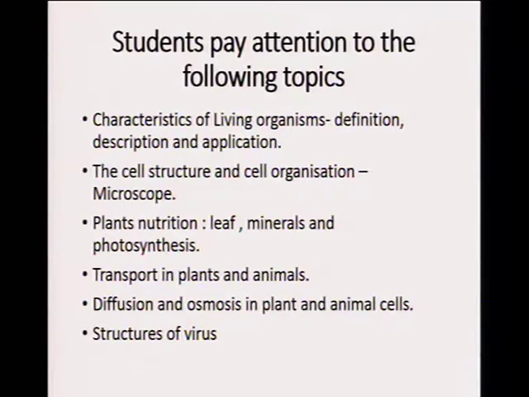Now, under the heading of plant nutrition, familiarize yourself with the leaf. Know the different parts of the leaf, the external part as well as the internal part. The internal parts are the parts that you are able to see when you view it under a microscope. For example, you should be able to see the upper epidermis, the cuticle, the palisade cells, the spongy mesophyll cells, the guard cells, the air space, and the lower epidermal cells.